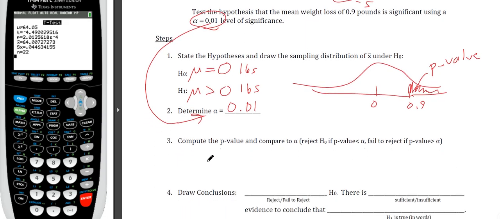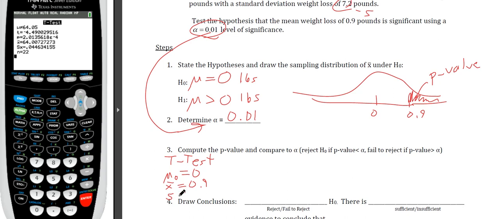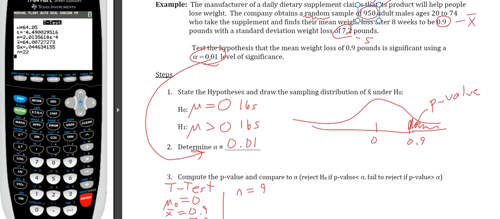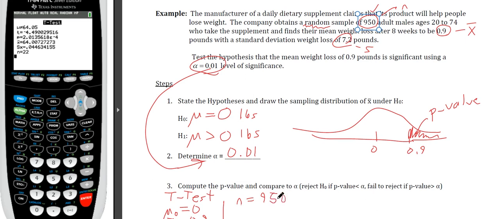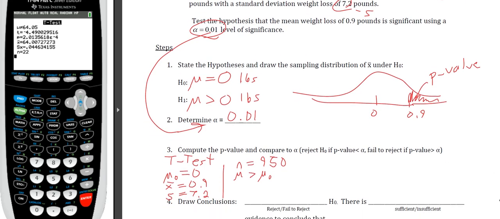And when plugging this information in, we have a t-test, because again, we have a mean. Mu sub 0 is 0 pounds. X bar is 0.9, and S is 7.2. N is 950 individuals that we looked at. And we're testing mu greater than mu sub 0. So those should be all of my inputs for the t-test.